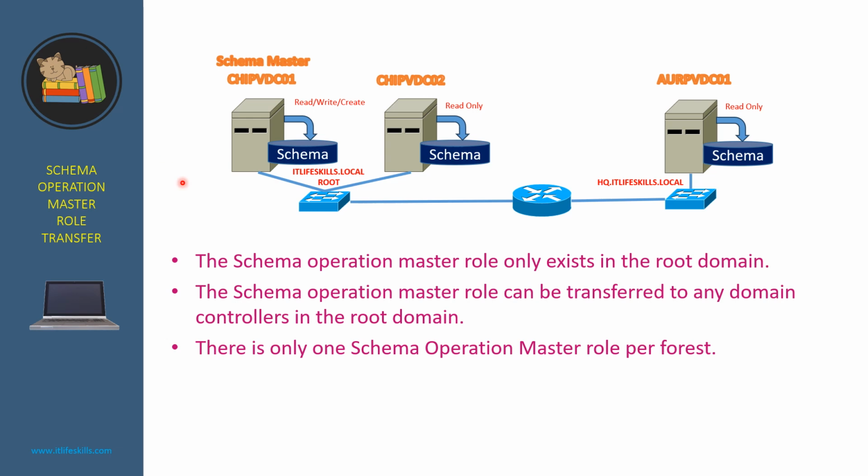Let's take a look at this Active Directory system. In the root domain it-lifeskills.local, we have two domain controllers. Therefore, we can transfer the schema master role from GPVDC01 to GPVDC02 like this. As you can see, after the role transfer completes, GPVDC01 can only read the schema partition, and GPVDC02 can read, write, and create new classes and attributes in the schema partition.